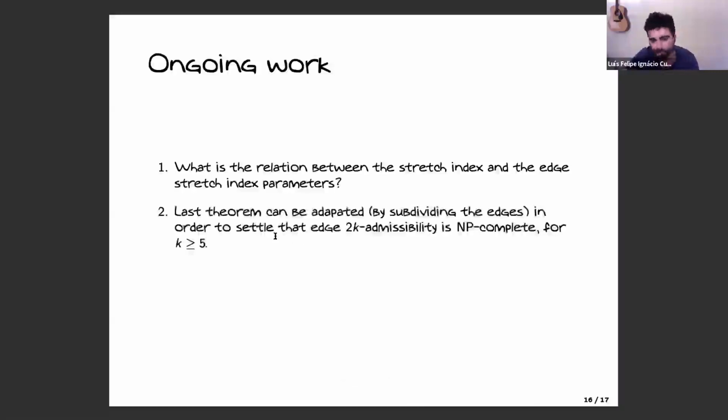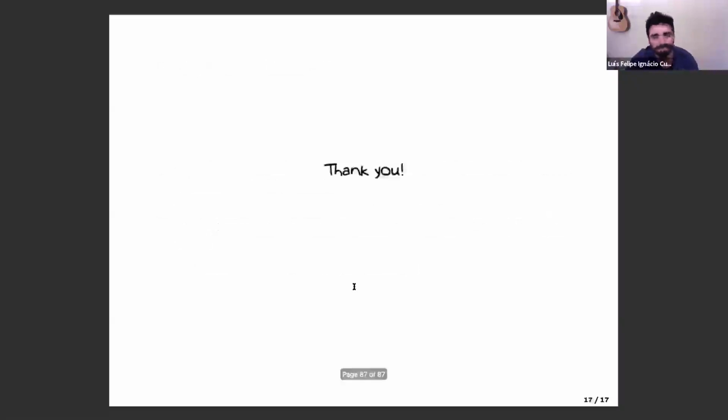Also, such previous NP-completeness proof can be adapted for any 2K problem for K greater than or equal to 5. But how about the odd values of admissibility? We don't know how to solve it so far. Okay, so I'm sorry for the time and thank you very much. And that's it.